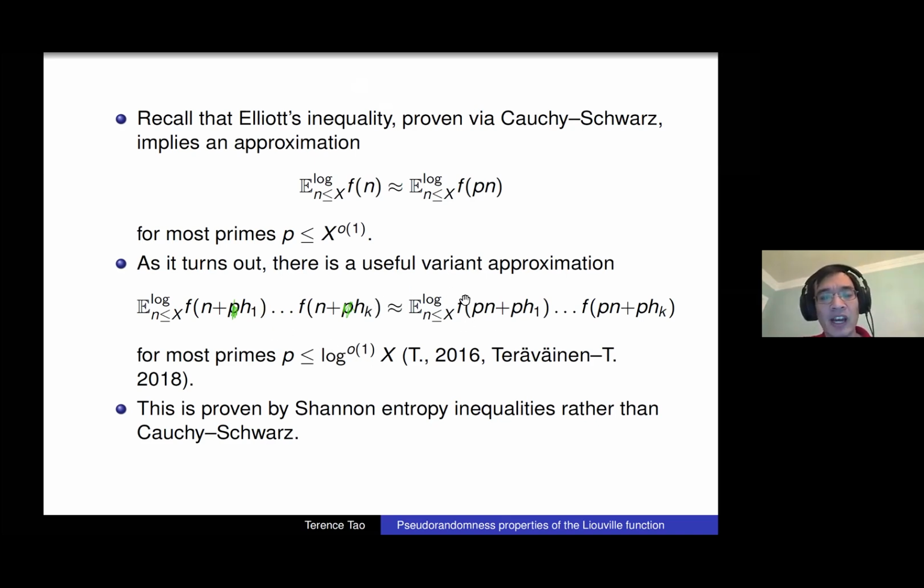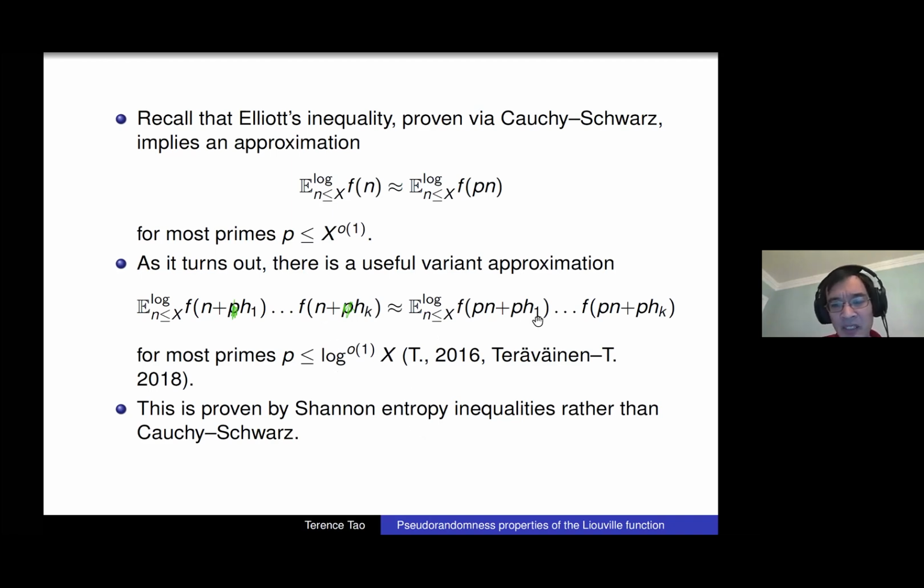So these two averages turn out to be the same for almost all p, but there's a much stronger restriction. For Elliott's inequality, any p which is a little bit less than, say, x to the epsilon would be okay. Here we actually need p to be less than log x to the epsilon. That is a very annoying restriction. But we have this alternate variant of the approximation. And it's not proven by Cauchy-Schwarz. At least no one knows of a way to prove it by Cauchy-Schwarz. Instead, we prove it using entropy inequalities, using information theoretic methods.